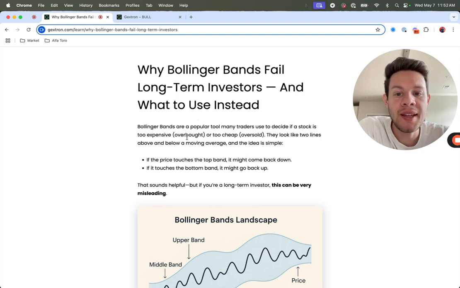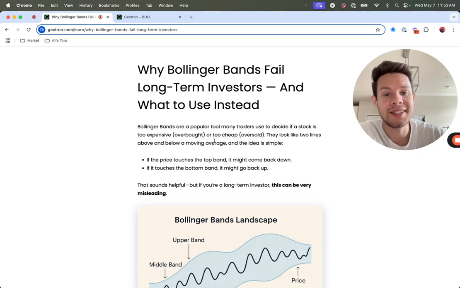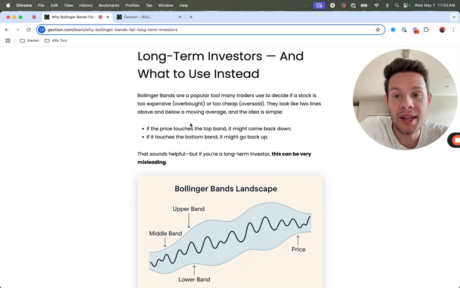Okay, Bollinger Bands are a popular tool many traders use to decide if a stock is too expensive. So it's another gauge that traders and investors use, whether to say this is overbought because it hit the top band, or it's oversold because it hit the bottom band. And I said they look like two lines above and below a moving average. And the idea is really simple, right?